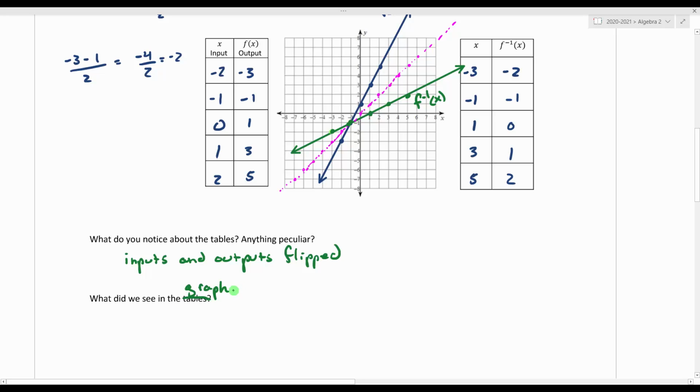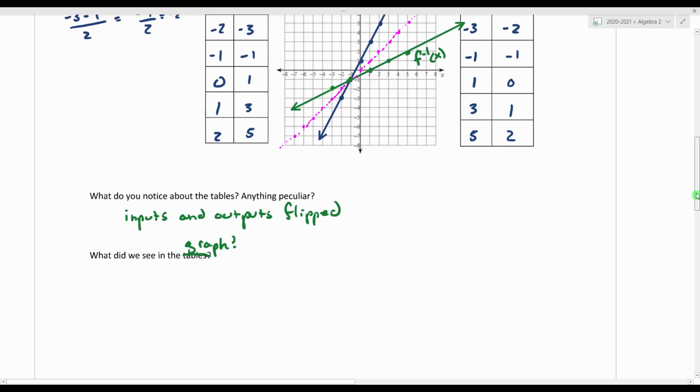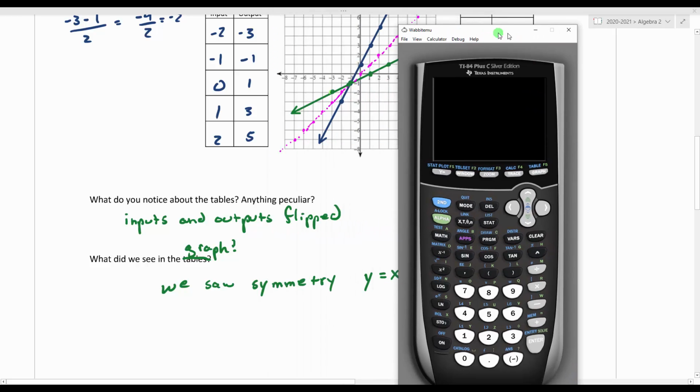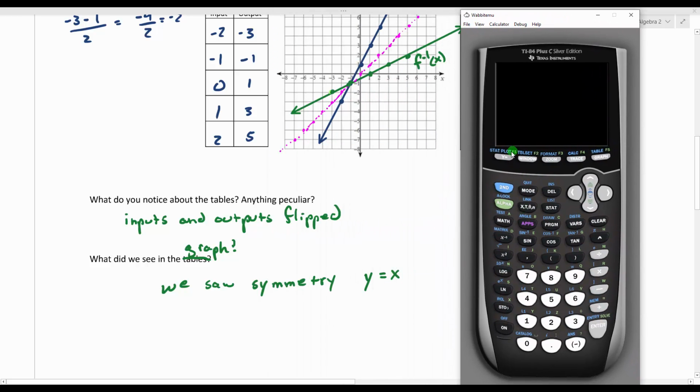All right, so we're trying to recognize these cool things that happen when we got these things in the same table, in the same graph, right? So what did we see in the graph? We saw symmetry, right? And specifically over that pink line. And that pink line has an equation, right? So you want to remember this. The line of symmetry that we saw in this graph happened at the line y equals x, right? If I graph this line, we would see this symmetry, all right? Now I want to show you that on the calculator real quick. So let's see what that looks like on the calculator.